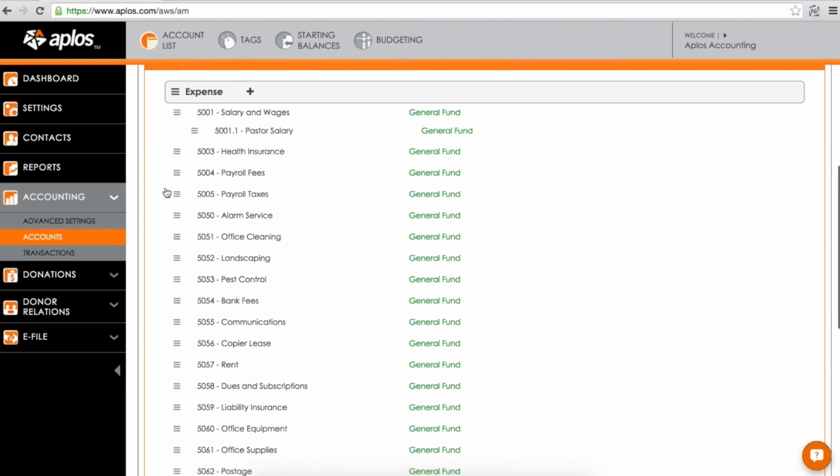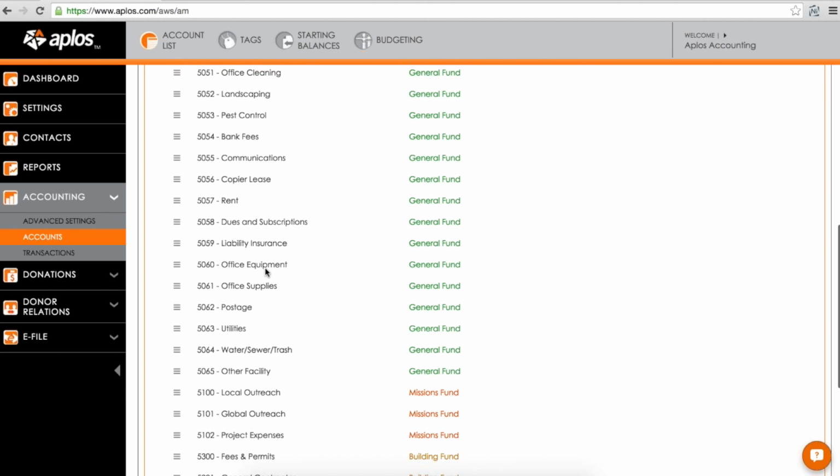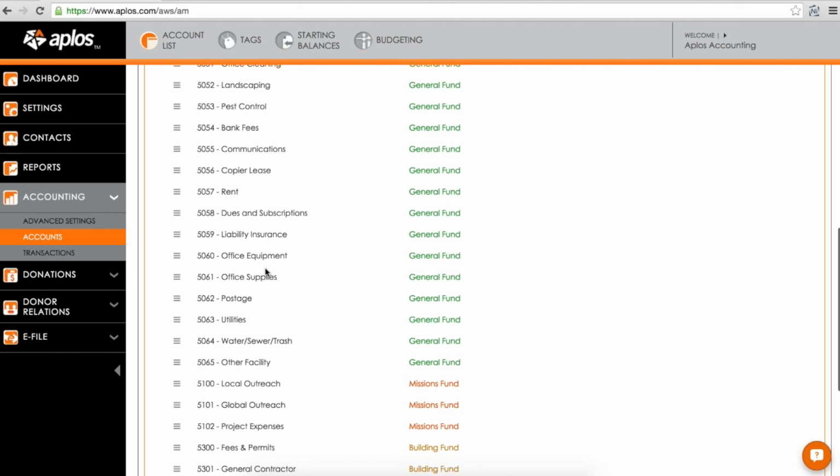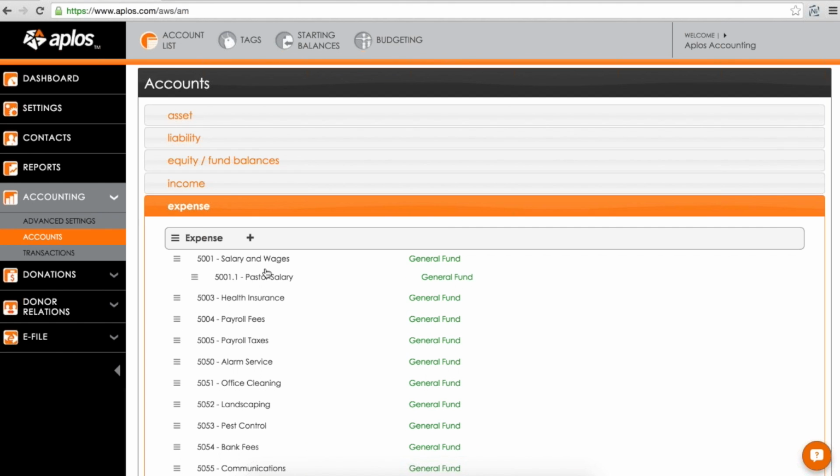Expenses, the exact opposite. Any way that you spend money. So money that is not owed necessarily, but money that you've spent. You go to the store and you buy office supplies. It's an office supplies expense account. I've got salary and wages. I've got payroll fees, payroll taxes, alarm service, copier lease. All different categories of why I spend money are all created as expense accounts.